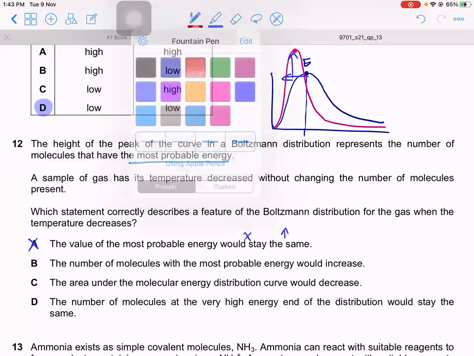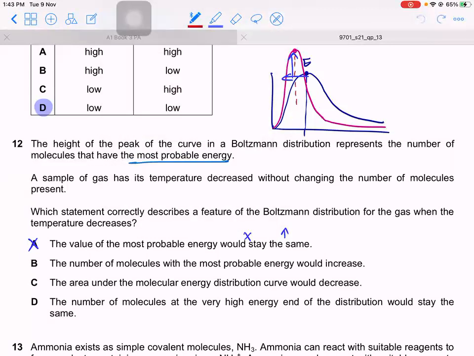Molecules with energy, will they increase or decrease? We'll see that. Let's see the other options. The area under the molecular energy would decrease. No, the area under the curve would stay the same because the number of molecules stays the same.